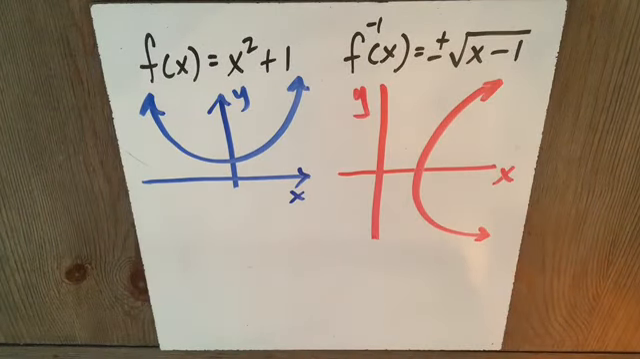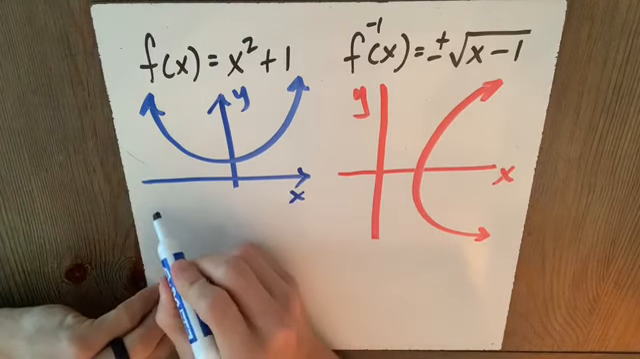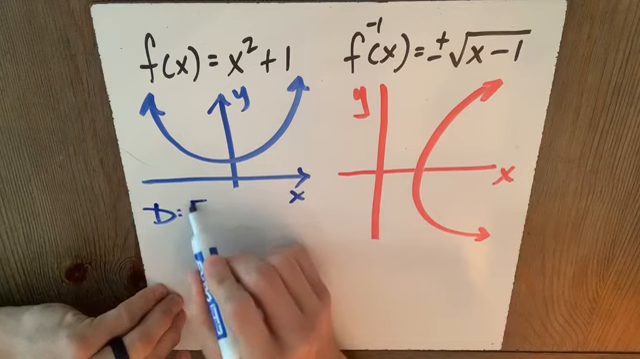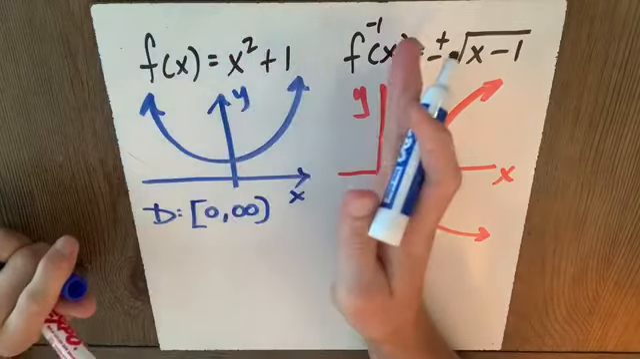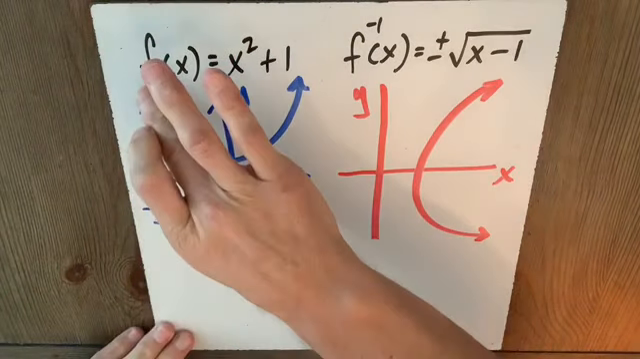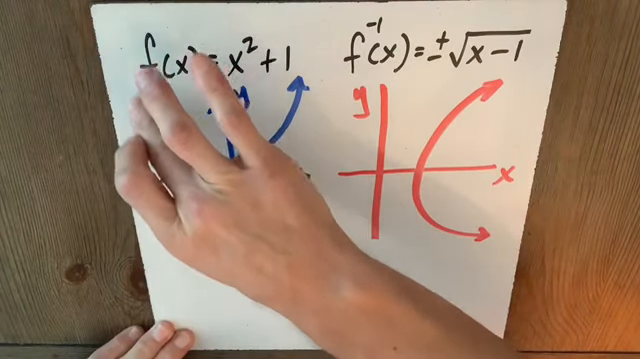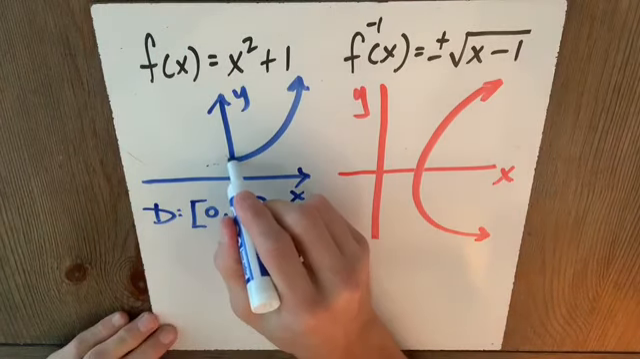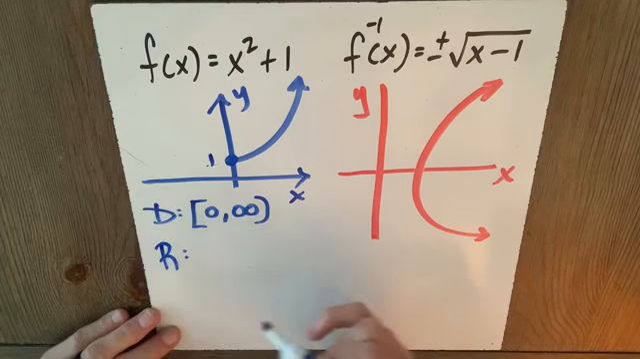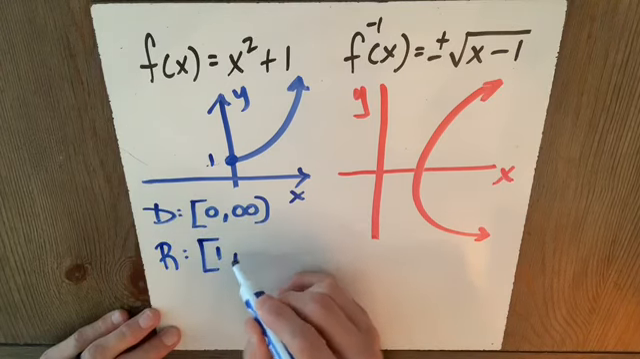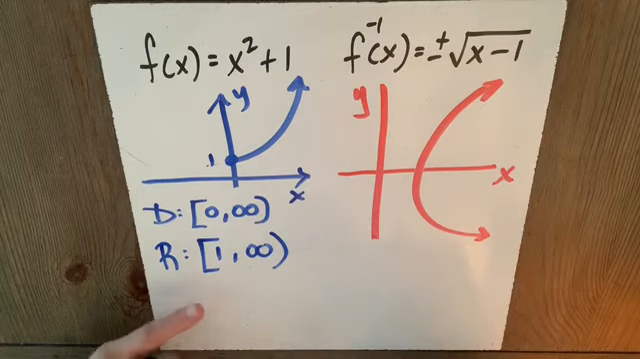Well, let's limit the domain here so that this passes the horizontal line test. If we make our domain from 0 to infinity, then we only get this half of the graph. And that means this part is gone. So here we're going to have our graph. Now, if this is the point 0, 1, then our range starts at 1 and goes to infinity. That's the y values. We're starting at 1 and going to infinity. And our x goes from 0 to infinity.